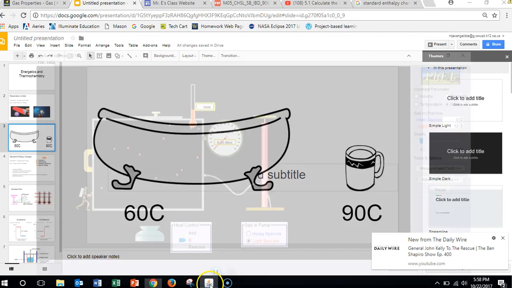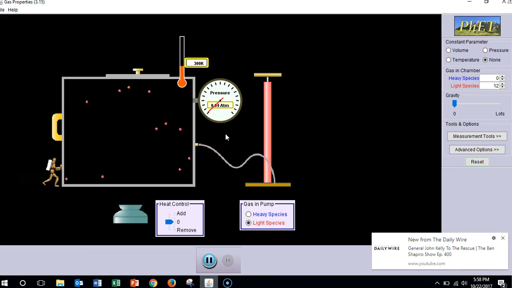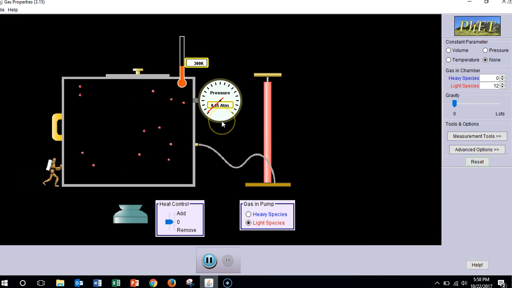Now, talking about the average kinetic energy. So temperature is a measure of the average kinetic energy. What does that mean? When we look at a system, the temperature here is 300 Kelvin. That means that on average, these particles have the energy of about 300 Kelvin. Well, notice here that some particles are moving really slowly and some particles are moving really, really quickly.